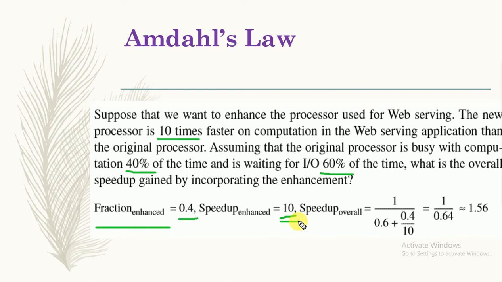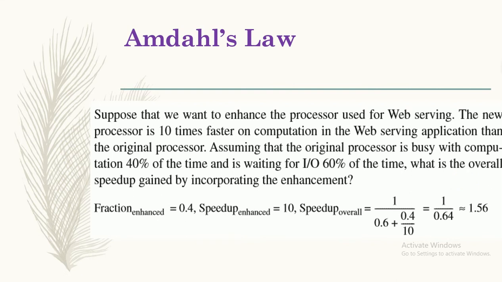Now what is the speed up overall? We can simply evaluate: speed up overall is equal to 1 divided by 0.6 plus 0.4 divided by 10. Okay, so just look at the formula once again. In the previous slide we saw the formula.